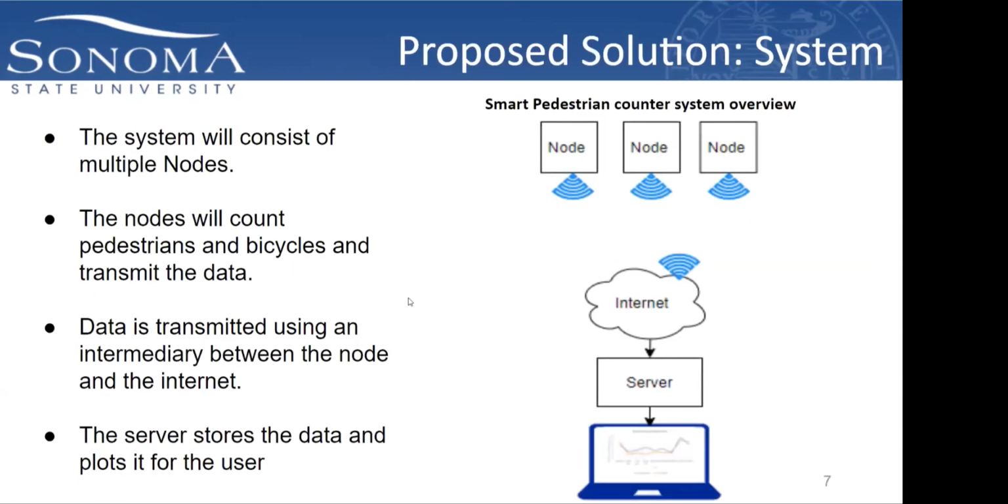This is the system of our proposed solution. Our whole system will consist of multiple nodes. The nodes are responsible for detecting and counting pedestrians and bicycles and sending the number counted to the internet. Data is transmitted to the internet using an intermediary between our nodes and the internet, and from there, our data will be plotted and stored on a server for the user to access and view.